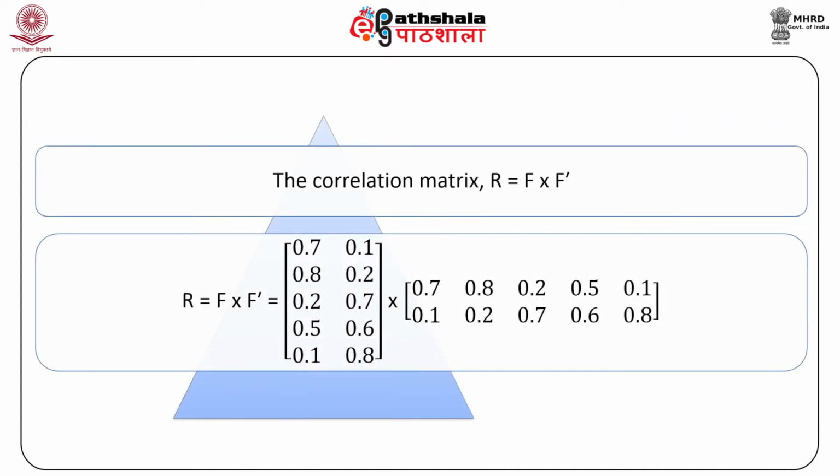The correlation matrix R is equal to F into F dash, which is equal to the matrix 0.7, 0.8, 0.2, 0.5, 0.1, 0.1, 0.2, 0.7, 0.6, 0.8 multiplied by the matrix 0.7, 0.1, 0.8, 0.2, 0.2, 0.7, 0.5, 0.6, 0.1, and 0.8.